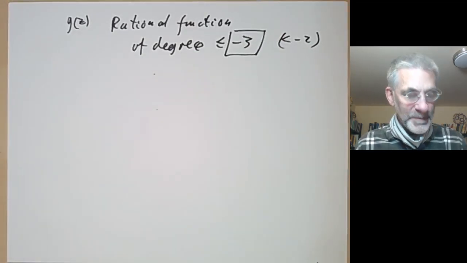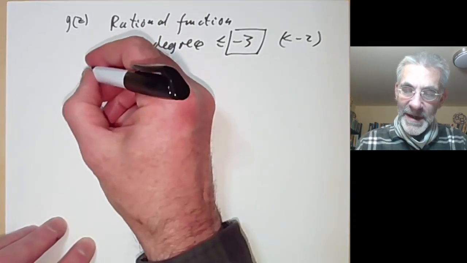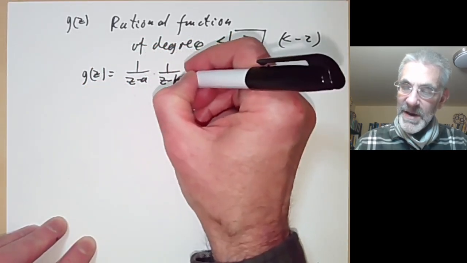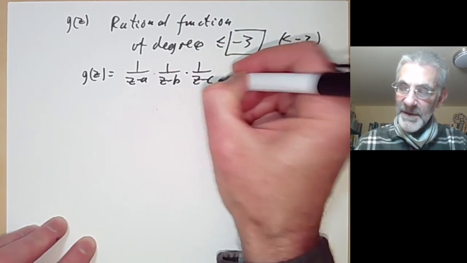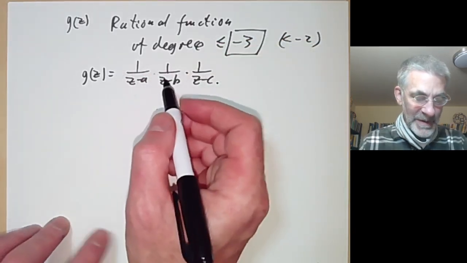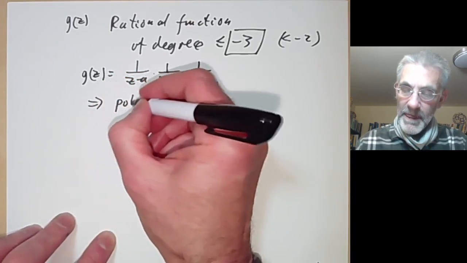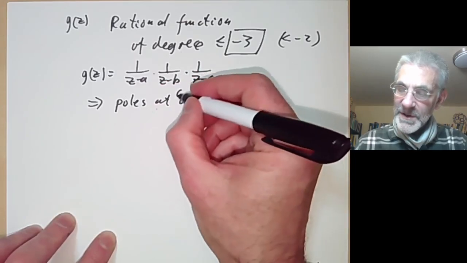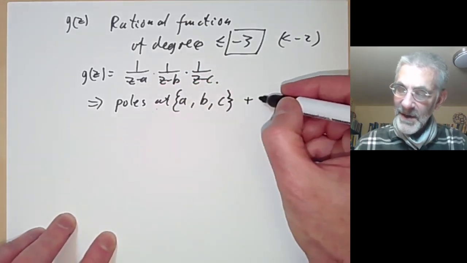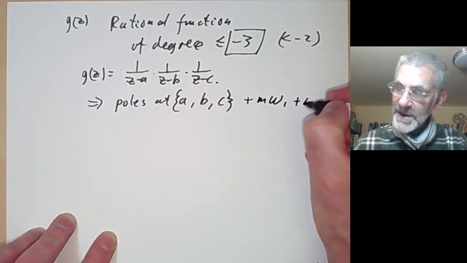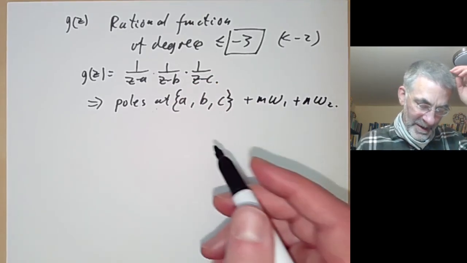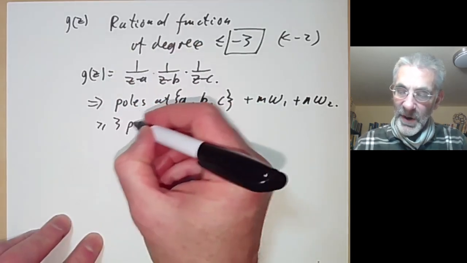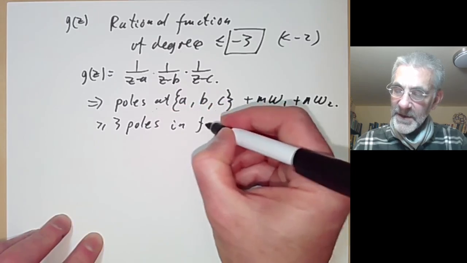That's what we want. So for example, we could take g of z to be 1 over z minus a times 1 over z minus b times 1 over z minus c for any a, b and c, and this would then do. So this would then have poles at a, b and c, and it would not only have poles at a, b and c, but it would also have poles at a, b and c plus m times omega 1 plus n times omega 2. So we can find lots of rational functions with at least 3 poles in a fundamental domain.